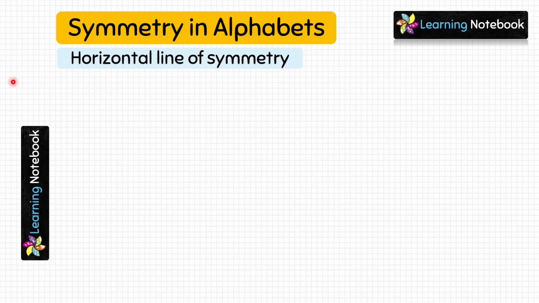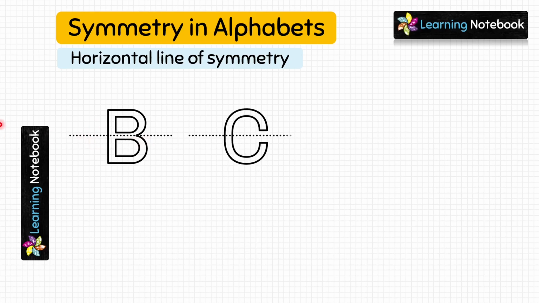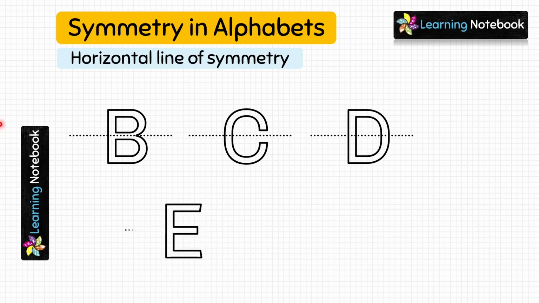First, let's see alphabets with horizontal line of symmetry. B. B has a horizontal line of symmetry as shown here. C. Next alphabet is D. Then E. After that, we have K. So all these alphabets B, C, D, E, K have a horizontal line of symmetry. Students, can you tell me any other alphabet which has a horizontal line of symmetry? Do let me know below in the comment section.